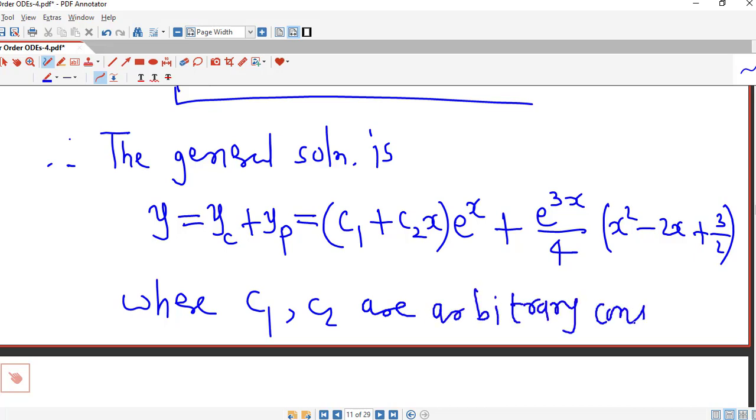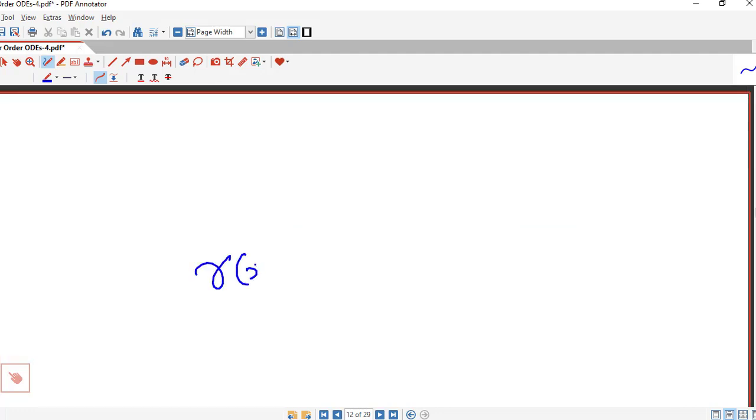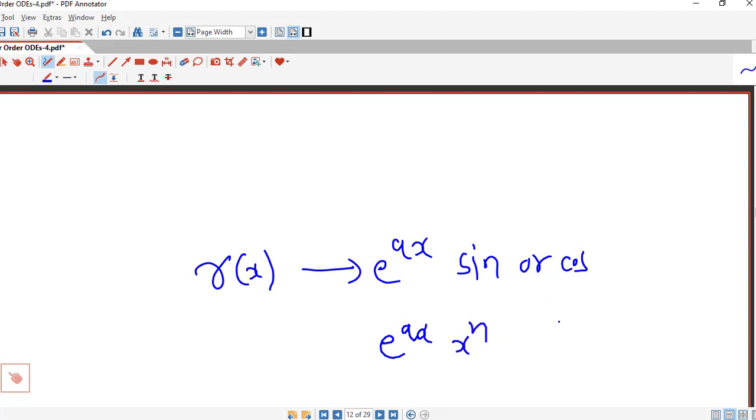So in this way, whenever the right hand side is either e raised to ax into sine or cosine, or e raised to ax into x raised to n, or e raised to ax into a polynomial function, we can apply this shortcut method. So this is all about this method.